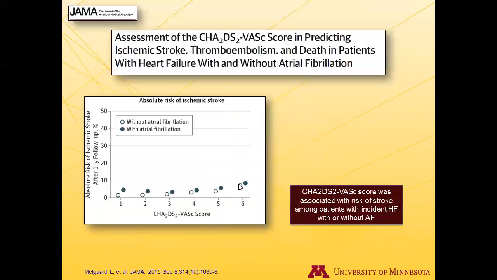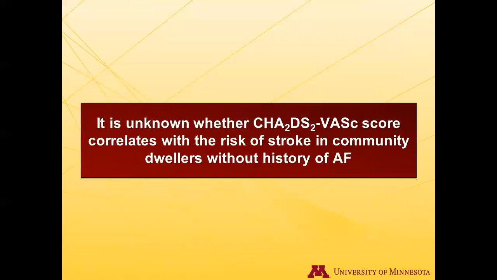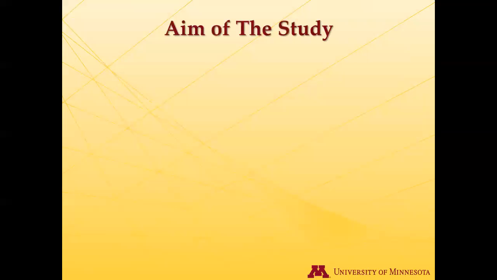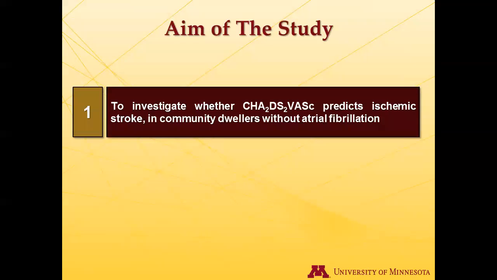As you see in this diagram, there is an increased absolute risk of stroke in patients with and without AFib. However, it's unknown at this point whether the CHA2DS2-VASc score correlates with the risk of stroke in community dwellers, especially those who don't have a history of AFib. So that takes us to the aim of our study. We have two aims. Number one is to investigate whether the CHA2DS2-VASc score could predict ischemic strokes in community dwellers without history of AFib.